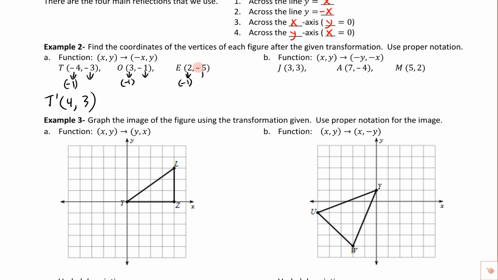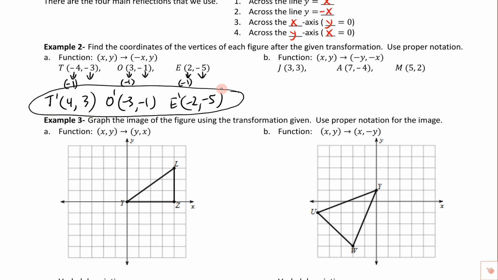Now this might seem silly on this one, but you'll see why this is really useful in just a second. So 3 times -1 is -3, and -1 stays the same. For e prime, 2 times -1 is -2. The y stays the same, so that would be -5. So that right there is your answer on that one.